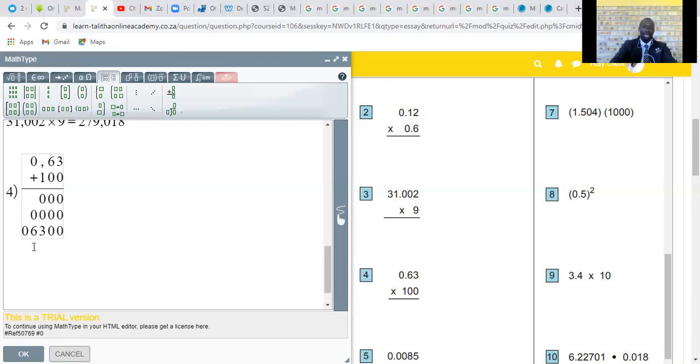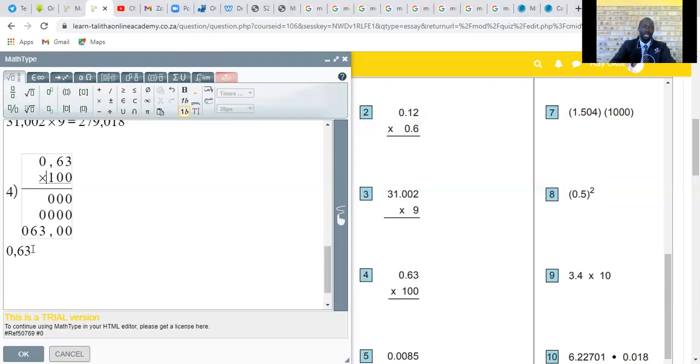Then that way, we now count the number of decimal places. That is 1, 2. That is, there are 2 values after the decimal point. And so that means in our final answer here, we count 2 steps to the left. That is 1 and 2. And that is where we place the what? The decimal point.